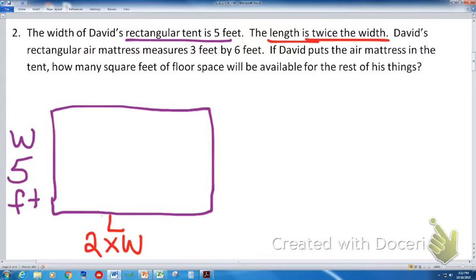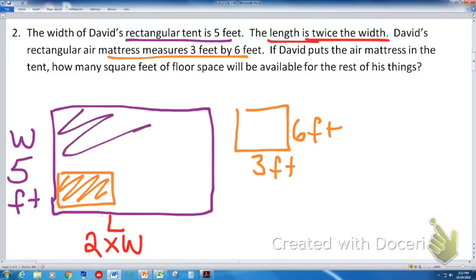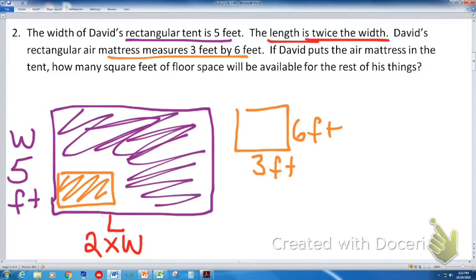Now, we can go ahead and read on to the next part. It says, David has a rectangular air mattress. I'm going to say this is his air mattress that measures 3 feet by 6 feet. If David puts his air mattress in his tent, how many square feet of the floor space will be available for the rest of his things? So if we take this 3 by 6 air mattress and put it in his tent, they want to know what this space is. How much of this purple space is left?